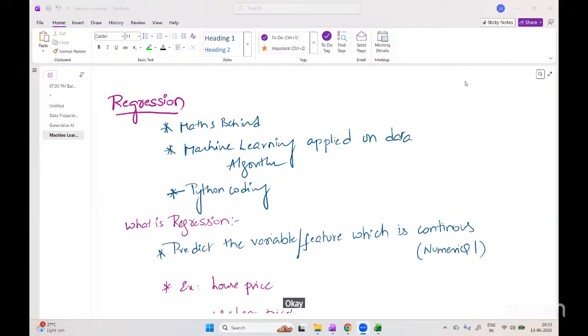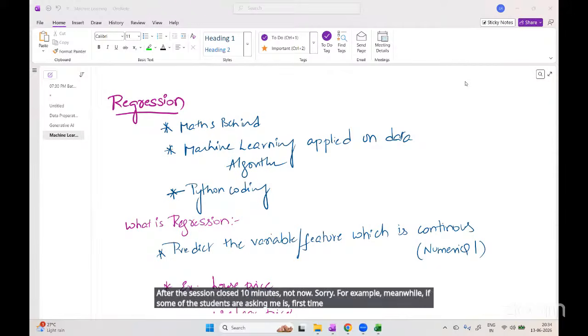Okay. Archana, just wait for another 10 minutes. You will receive the complete notes. Just wait for 10 minutes. After the session closes, 10 minutes, not now. Sorry. For example, meanwhile, if some of the students are asking me, first I'll clear the doubts. At the end, in the last 10 minutes, I'll add.